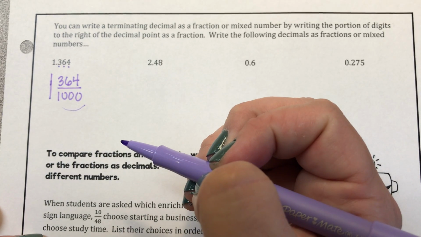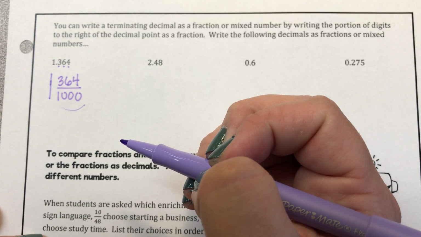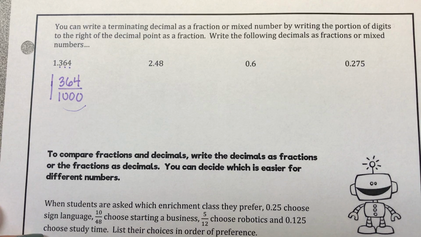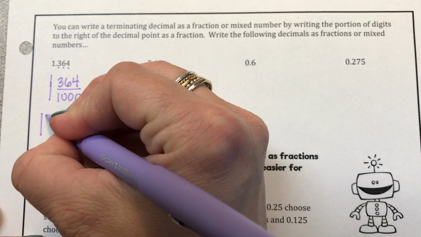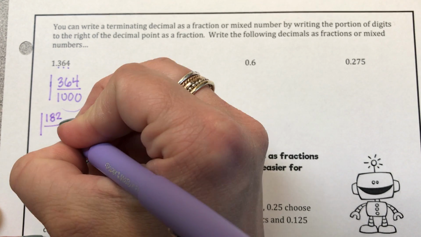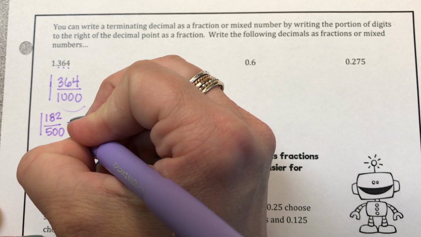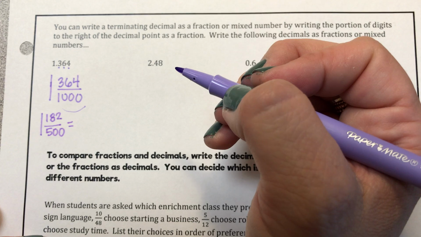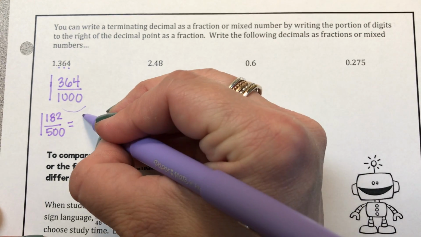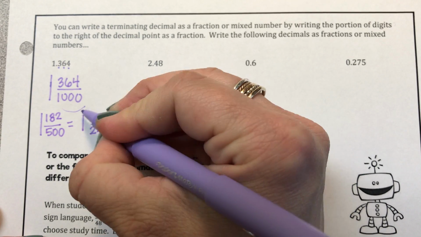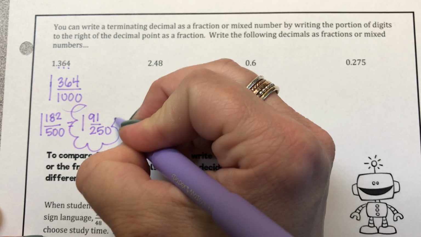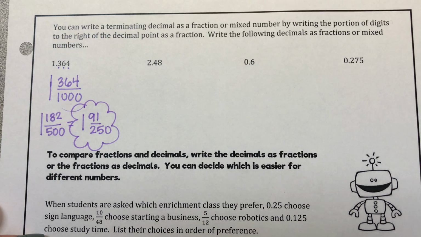So now we're going to use our skills that we have for simplifying fractions. What are 364 and 1,000 both divisible by? Well, they're both divisible by 2. Okay, so we can start with that. And so that would be 1 and 182 over 500. Well, what are these both divisible by? They're both even, so we can write that as 91 over 250. Okay, 91 is prime, and so we're done.